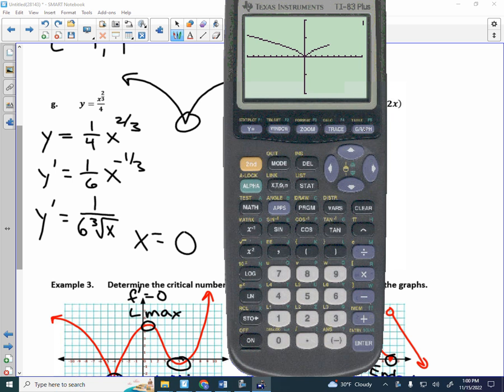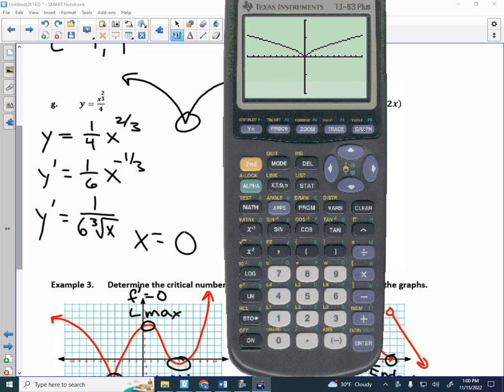What do you think? Critical point at 0? Sure enough. How did you get here? So I'm looking where the denominator is equal to 0. How did you get that fraction? Do you see how I have this? Yeah. So 1's on the top, 6 is on the bottom. Since x is to the negative 1/3, it goes to the bottom.